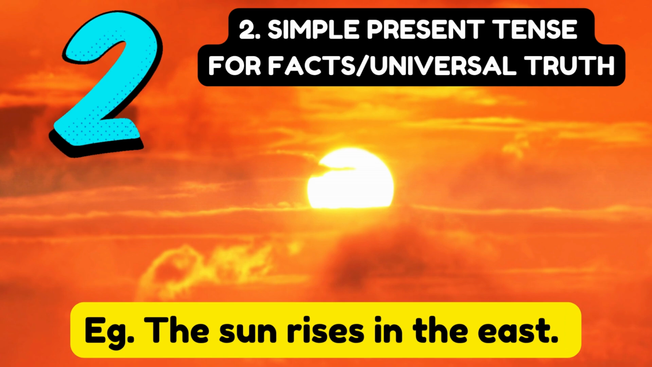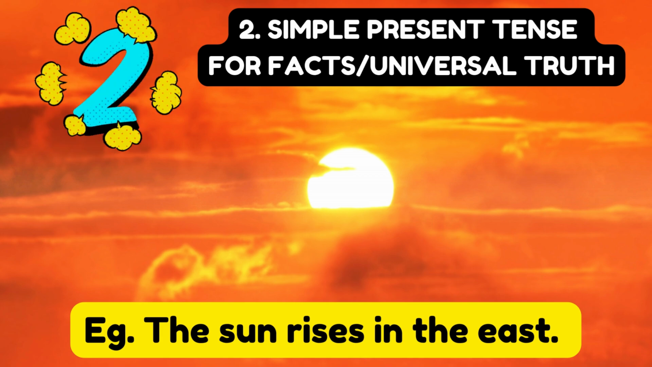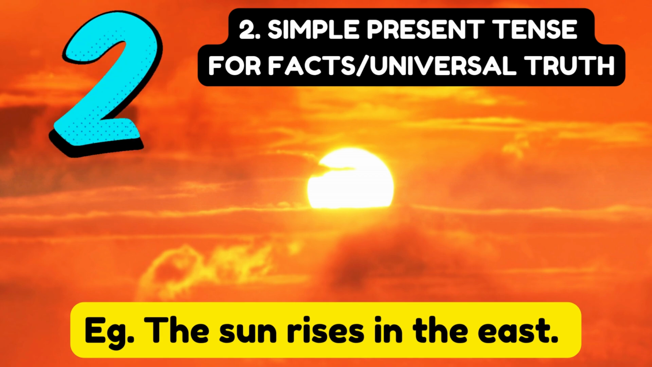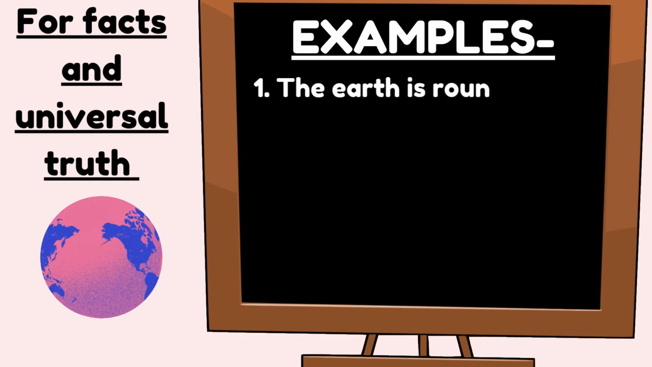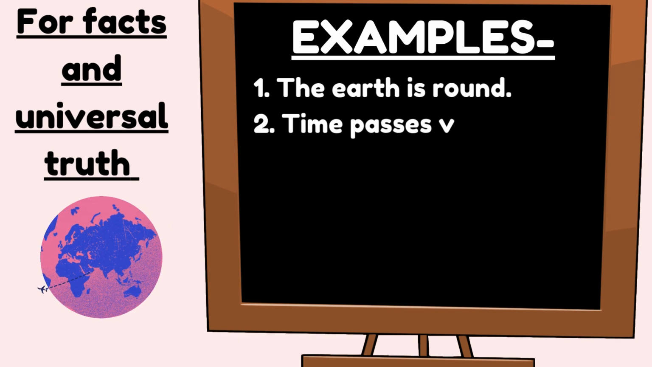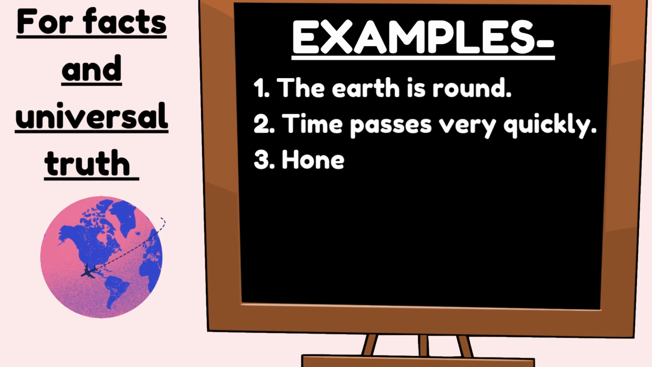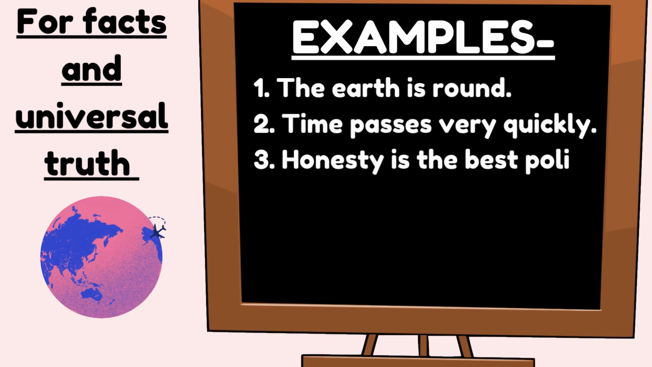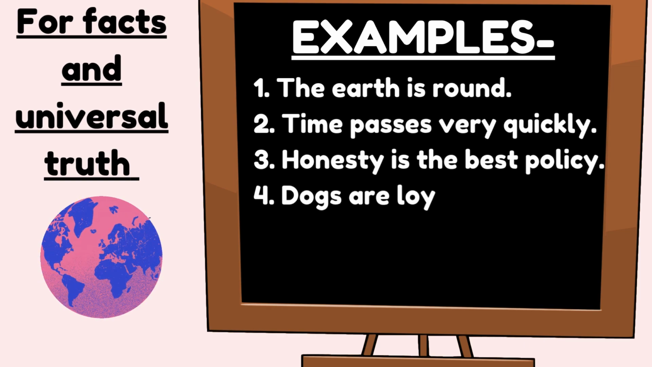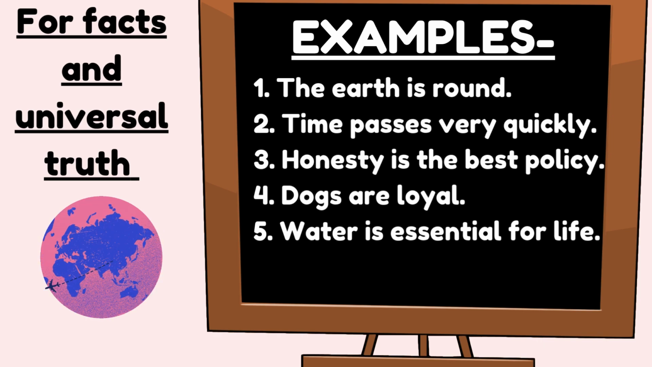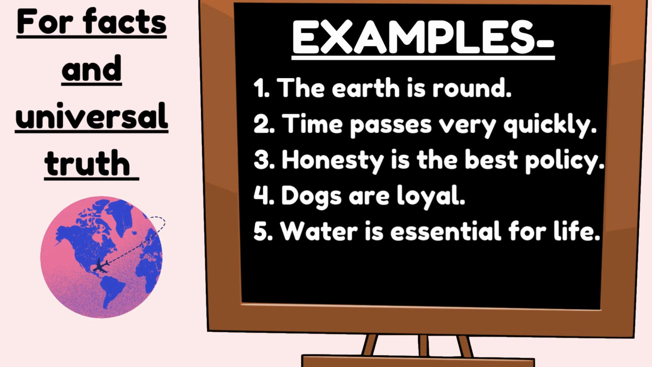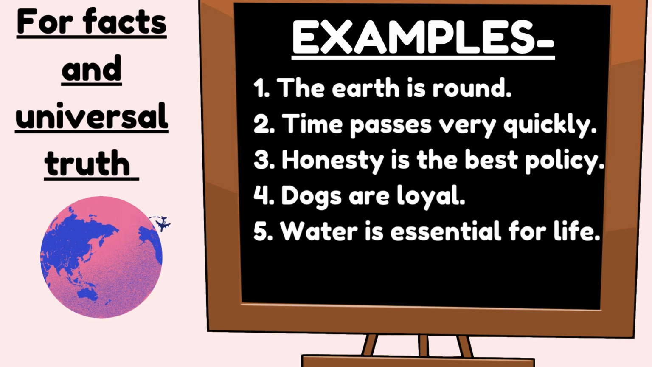Now let's talk about the second use of simple present tense. That is for facts or universal truth. Like, the sun rises in the east. Let's get more examples. The earth is round. Time passes very quickly. Honesty is the best policy. Dogs are loyal. Water is essential for life. All these sentences are used to tell about some facts or the universal truth that cannot be changed.